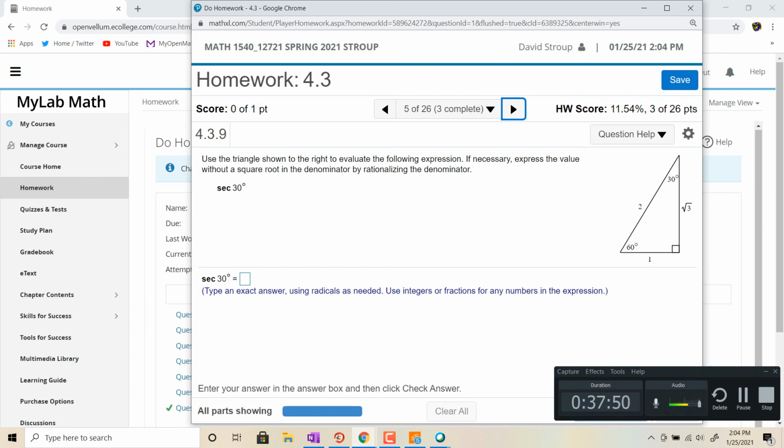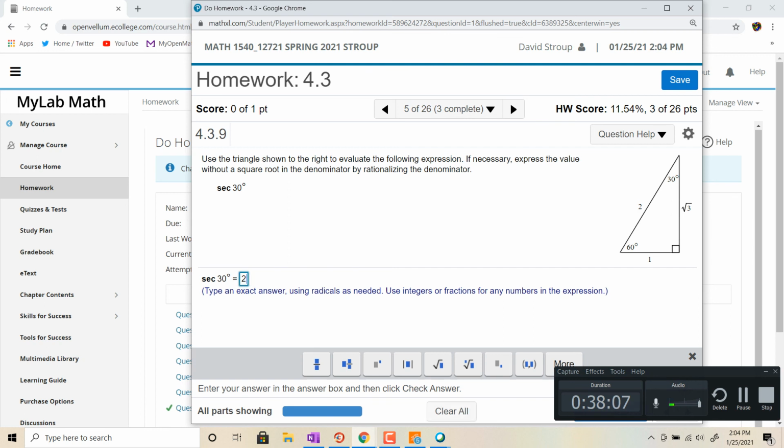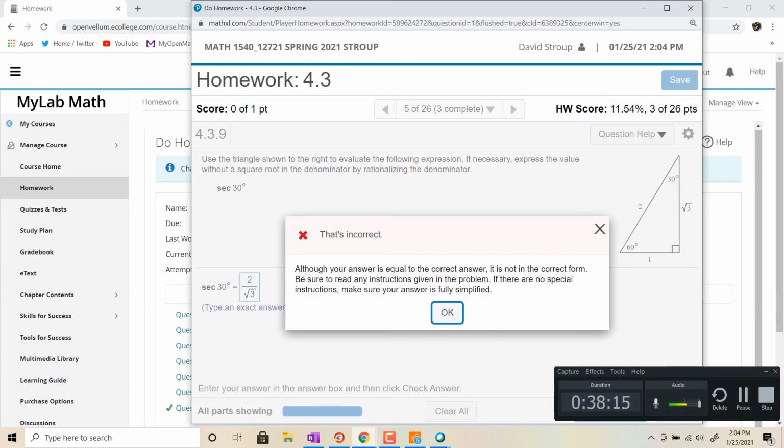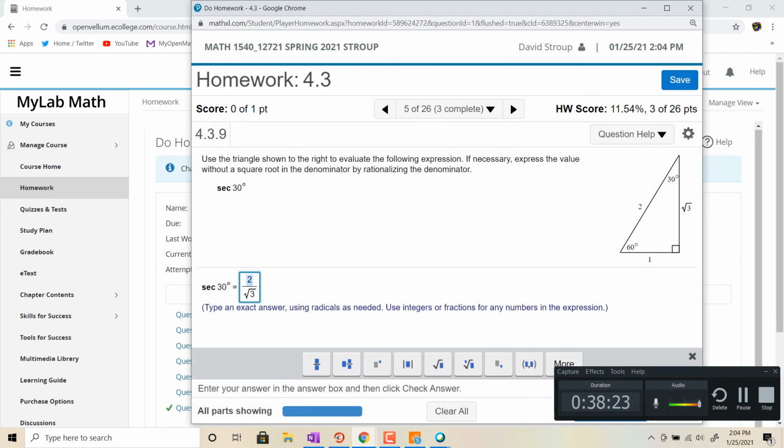Use the triangle shown to evaluate the following expression. So secant, remember, is 1 over cosine. So it's going to be hypotenuse over adjacent. So hypotenuse is 2, all over adjacent is root 3. Let's see if it allows you to put in the answer without having to rationalize. Although your answer is, so you're going to have to rationalize. I apologize on their behalf. So that is going to be 2 root 3 over 3.